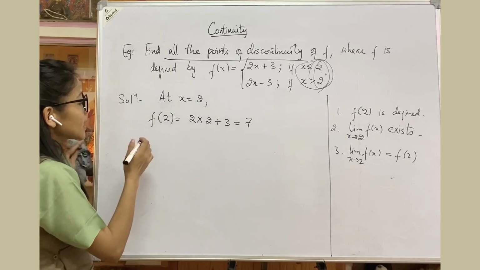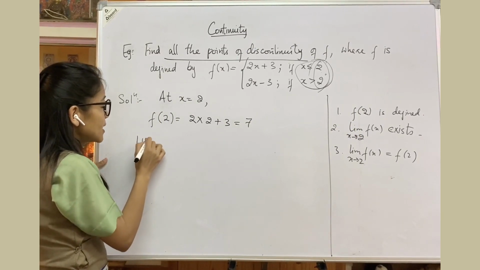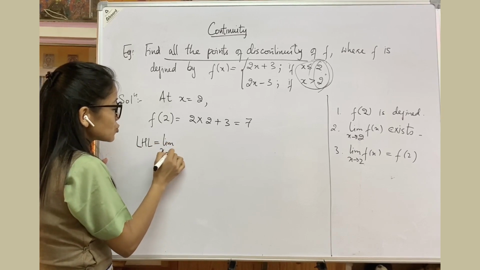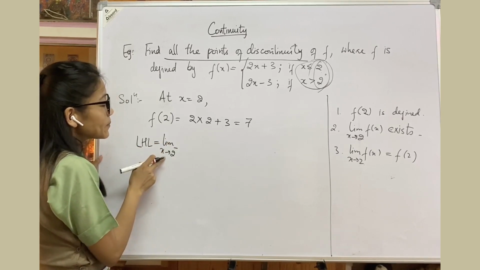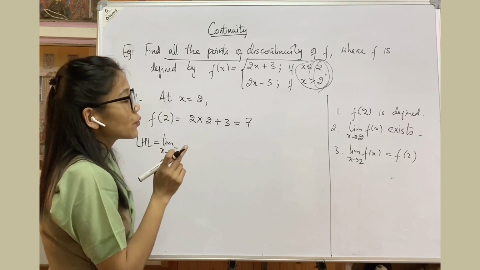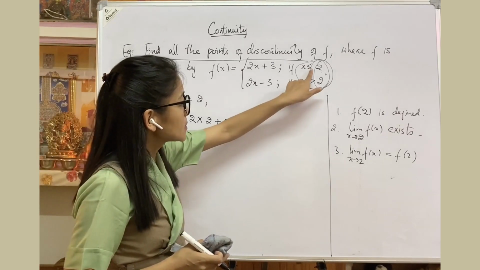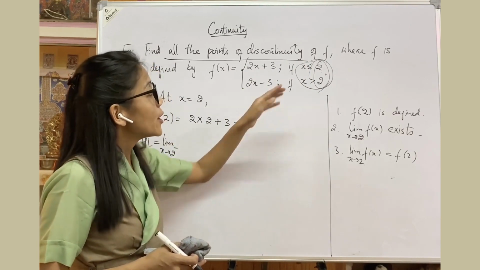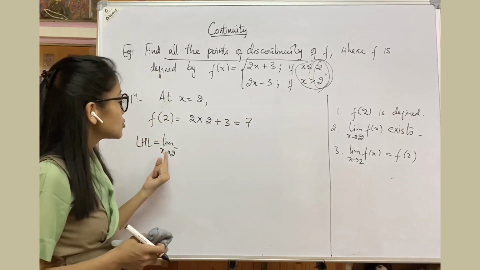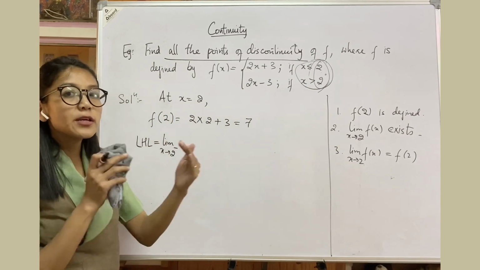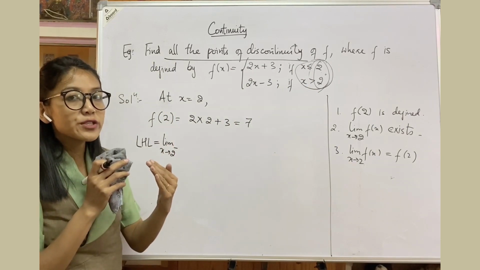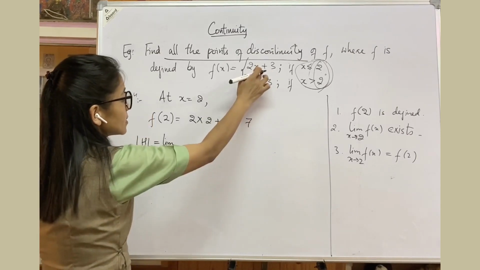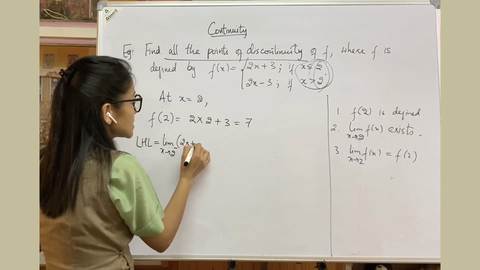Now you will look for the second condition, that is, you have to find the left hand limit and right hand limit. So left hand limit, x tends to 2 from the left hand side. Now x tending towards 2 from the left hand side means x is less than 2, that I showed you on the number line in the last class. So x is very near to 2, but it is on the left hand side of 2, which means x is less than 2. So in that case, your function will be 2x plus 3.